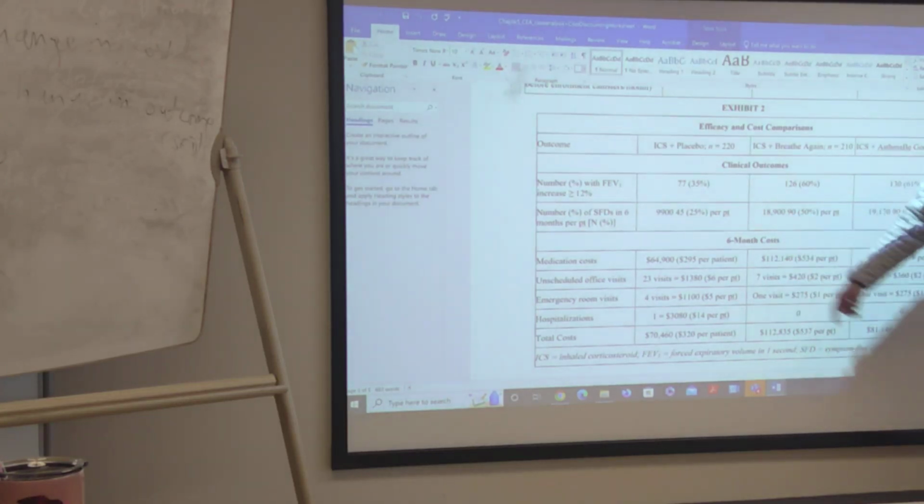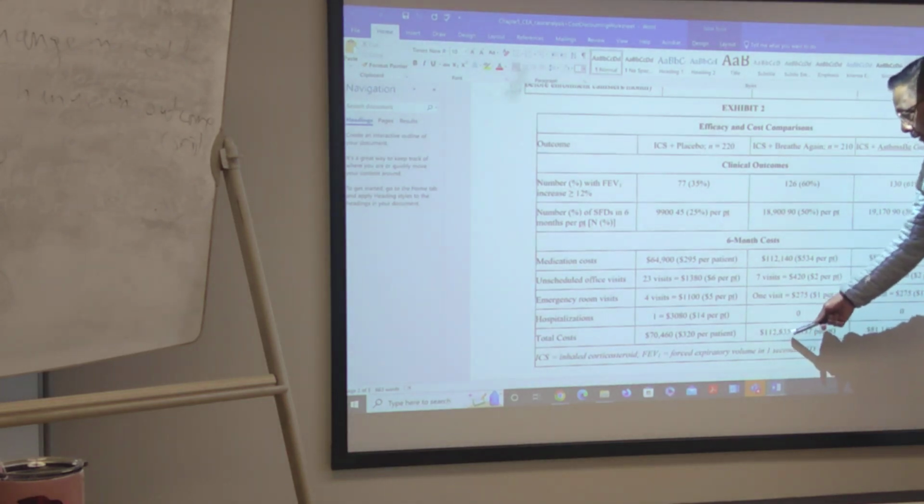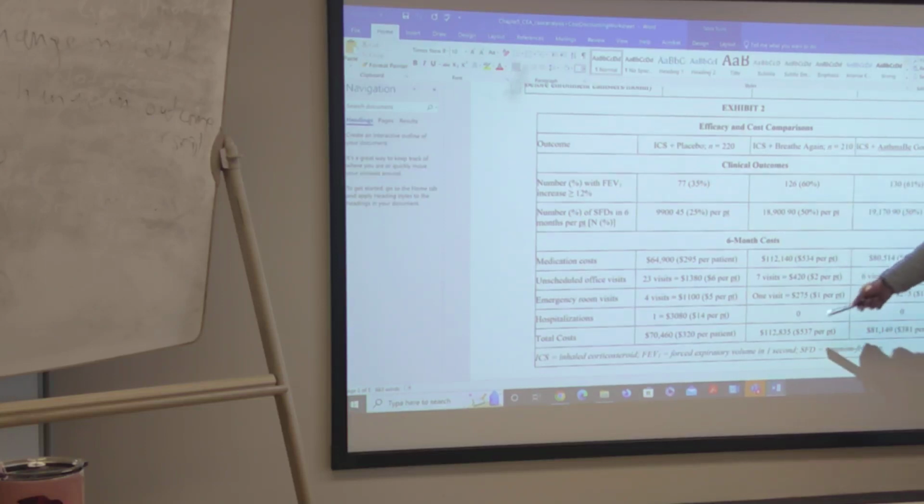And then it gives you 6-month costs in terms of medication, unscheduled office visits, emergency ER visits, hospitalizations, and then the total cost adds up. Okay? Again, in brackets it is per patient. So you divide 112,835 by the number of patients, 210, and you should get this answer. You divide the total cost by 230 patients, you get 381 per person. So you're getting some unit costs in this. I think below it tells you what FEVs are, SFD is the symptom-free days, and ICS is the corticosteroid.